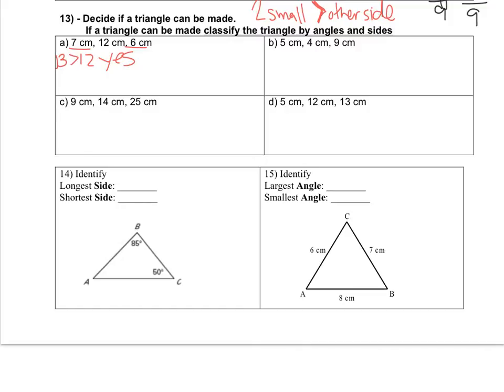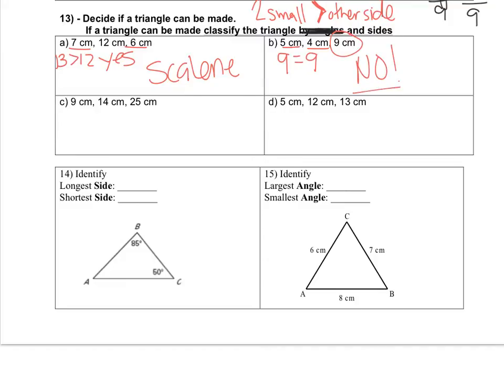So since a triangle can be made, we're not going to name the triangles by the angles. We're only going to name it by the sides. If you look at the sides, all three sides are different, that means your triangle is scalene. So scalene is all three sides different. Isosceles is two sides the same, and equilateral is all sides the same. Okay, I'm going across to B. Find your two small sides, 5 and 4. Add those together. 5 plus 4 is 9. Now, your last side is 9. 9 equals 9. It is not greater than 9, so you cannot make a triangle.